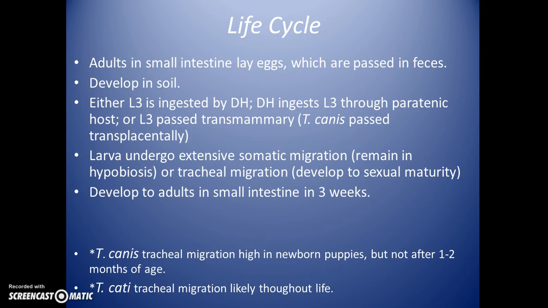So, a couple of points to make here. Toxocara canis in the dog, tracheal migration is high in newborn puppies, but kind of fades out after 2 months of age. Toxocara cati, on the other hand, tracheal migration of this parasite can likely last the whole life of the animal if that animal is not treated.